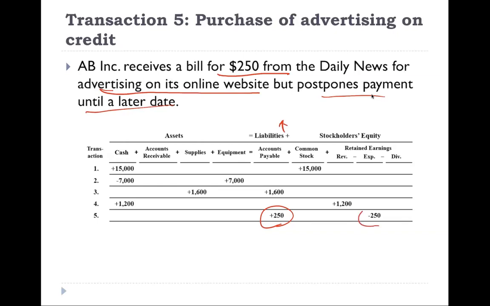And also, it is an advertising expense for the firm. So advertising expense increased by 250. And because expense decreases retained earnings, this increase in expense decreased the firm's retained earnings. And because retained earnings is part of stockholders' equity, stockholders' equity decreased by 250. So this event has a dual effect on the firm's liability and stockholders' equity.